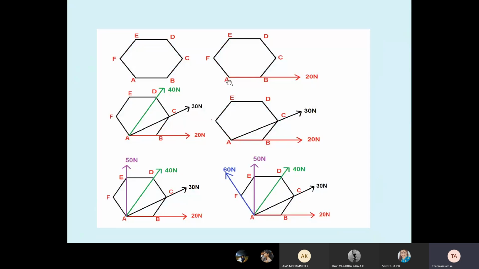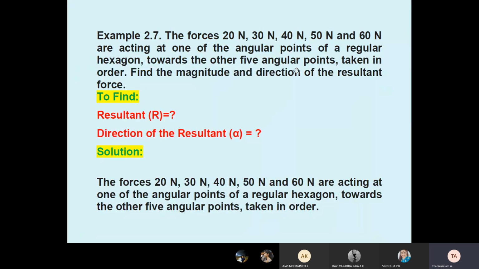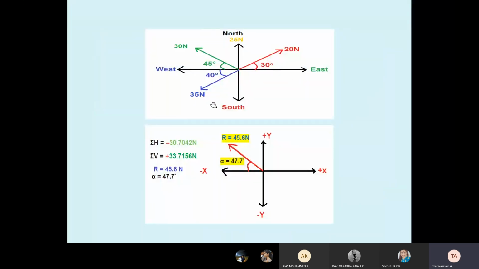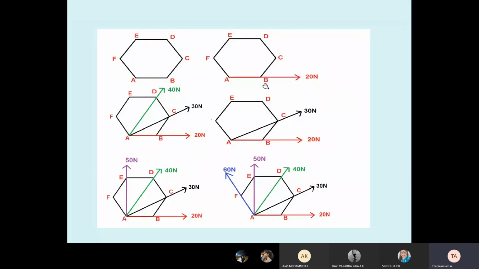I have chosen A. Why have I chosen A? Generally we draw a diagram with points A, B, C. This is a regular hexagon. I start from A to B, and the forces are directed towards the other 5 angular points. So the first point is A, and the other 5 points are B, C, D, E, F. Therefore A to B is the first force, A to C the second force, A to D the third force, A to E the fourth force, and A to F the 60 Newton force.